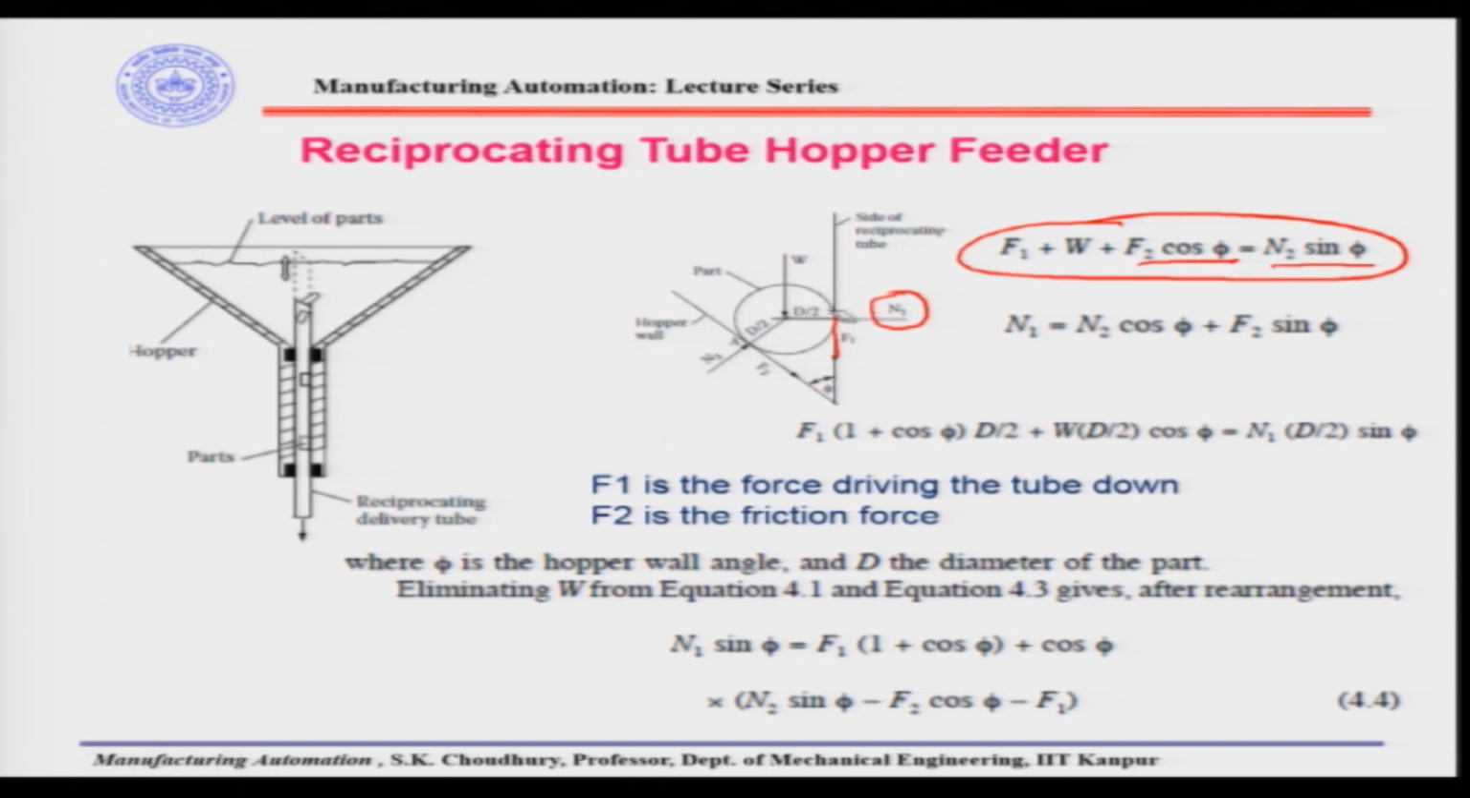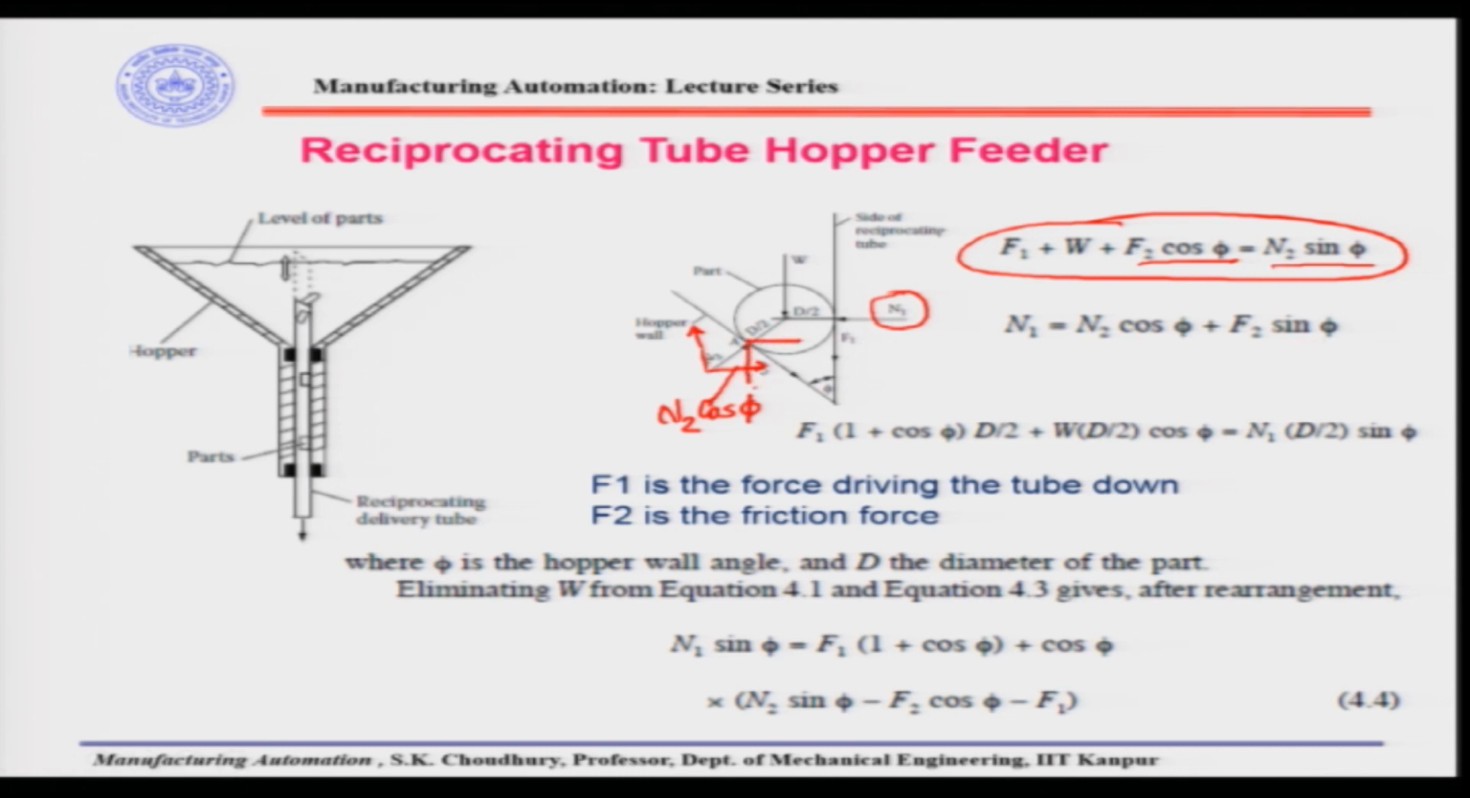Okay, we have the N1, this one, then we have the N2, that we have also resolved into two components, one here, one here. So, this will be the N2 and the cos phi. So, we have N1 which is resisted by N2 cos phi, and it is also resisted by the F2 and the sin phi.